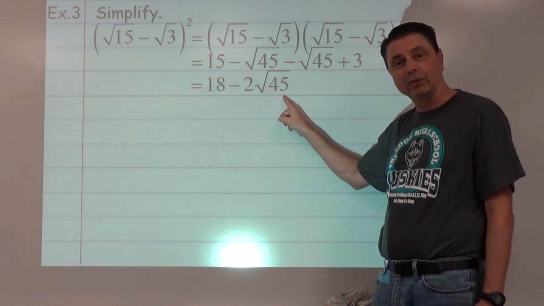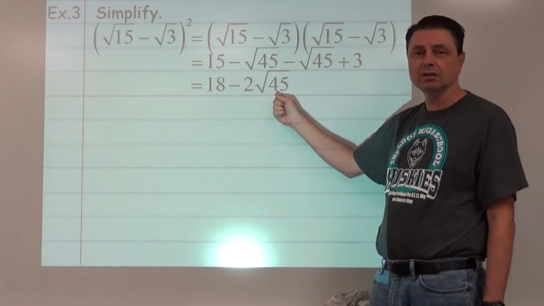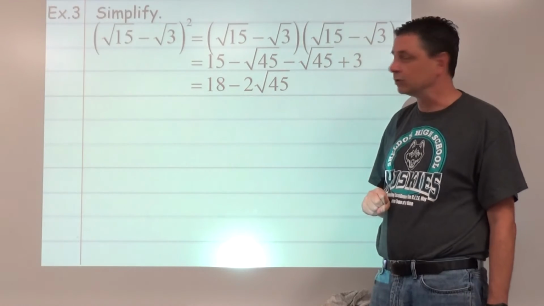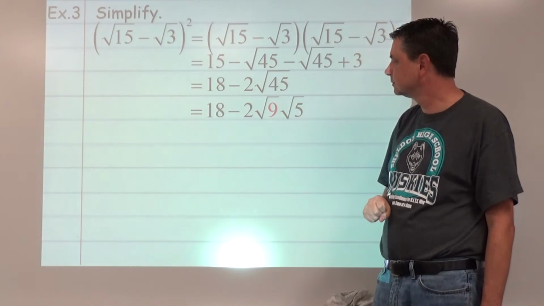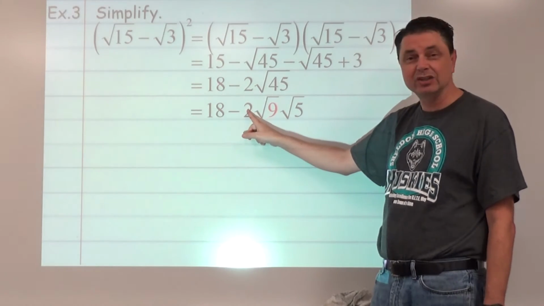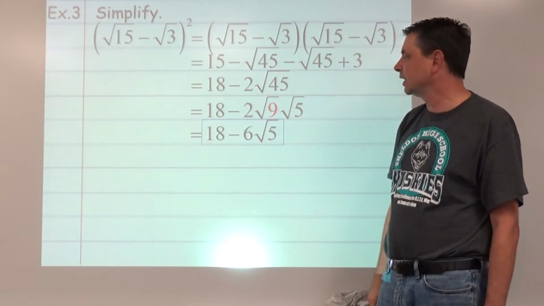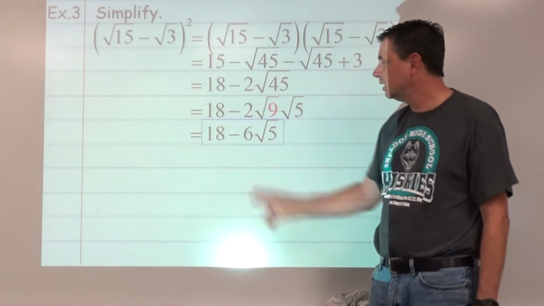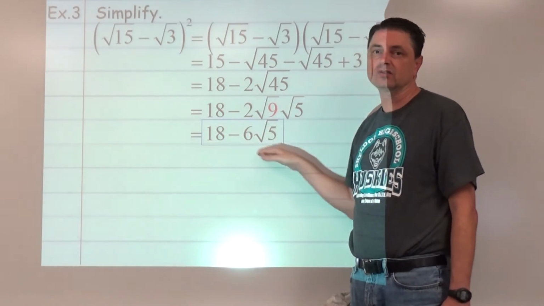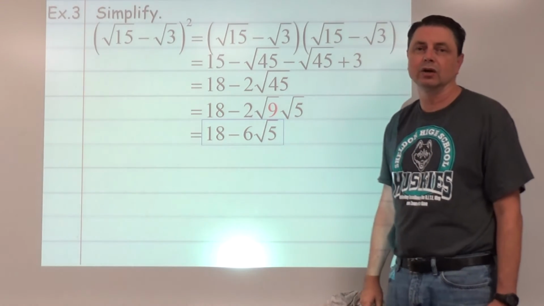We can simplify that one, right? So break it down. We're talking about square roots, perfect squares. So root 9 root 5. Square root of 9 is 3, multiplied by the 2 that's already out there. We get 18 minus 6 root 5. Can't subtract those, because that doesn't have a root 5. This one does, so that's as far as we can go.